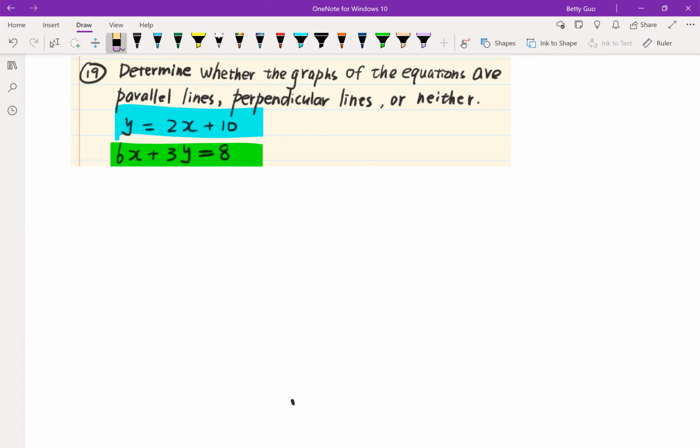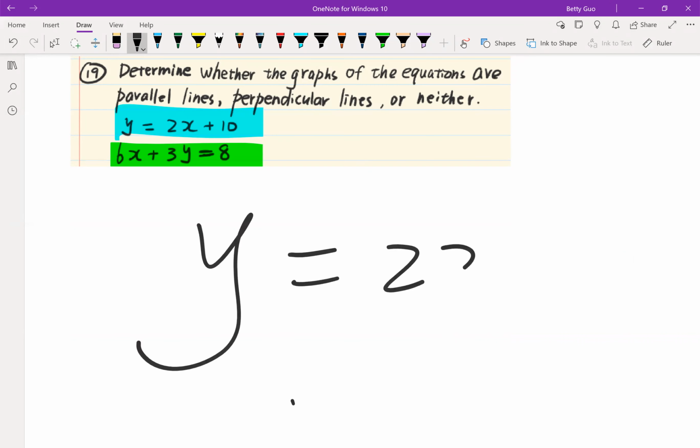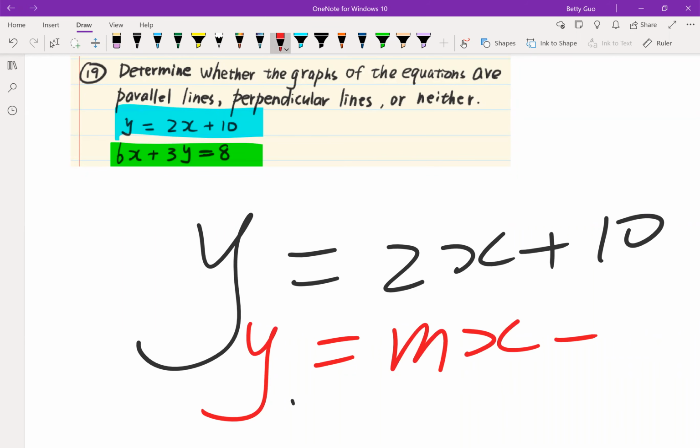Next up, please find the slopes for those 2 straight lines, blue and green. The blue equation is in slope-intercept form. Could you identify its slope right away? What's the slope of the blue? Y equals 2x plus 10. This straight line is in slope-intercept form. What is M? Slope. 2. Yes, the slope of the blue is 2.